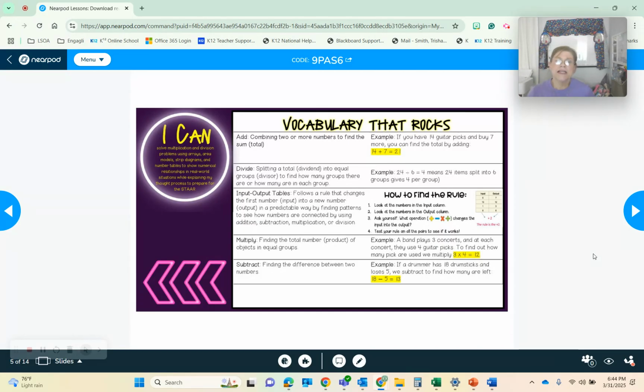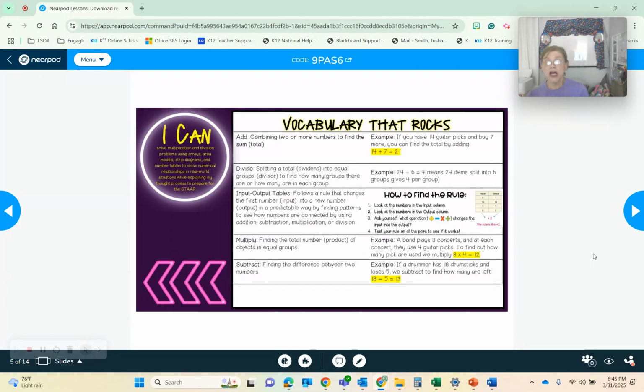Divide, splitting a total, the dividend, into equal groups, the divisor, to find out how many groups there are or how many are in each group. For example, 24 divided by 6 equals 4, which means 24 items split into 6 equal groups gives us 4 per group.